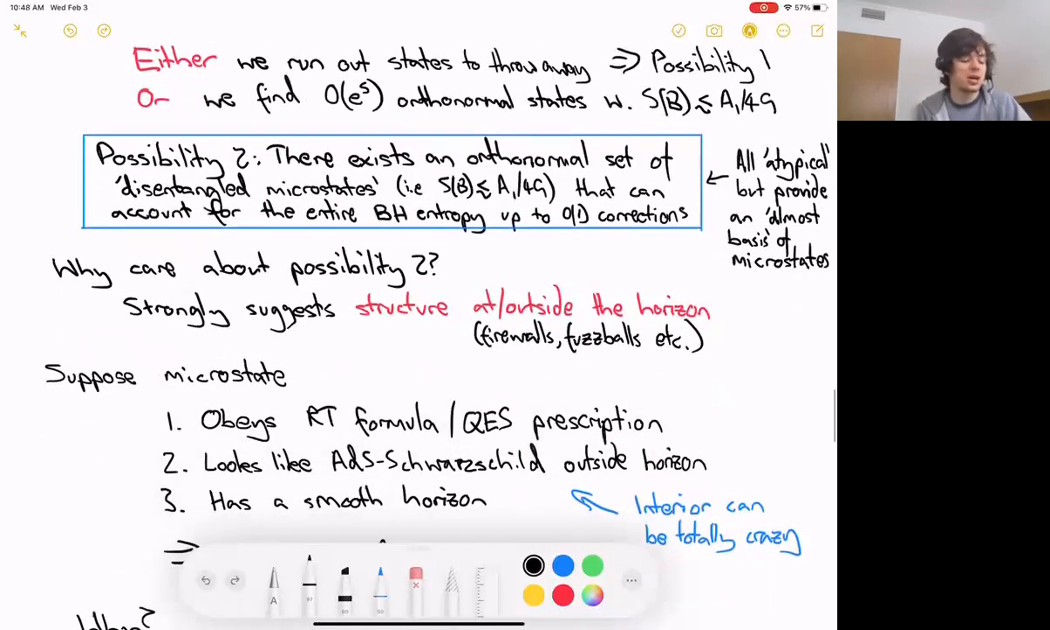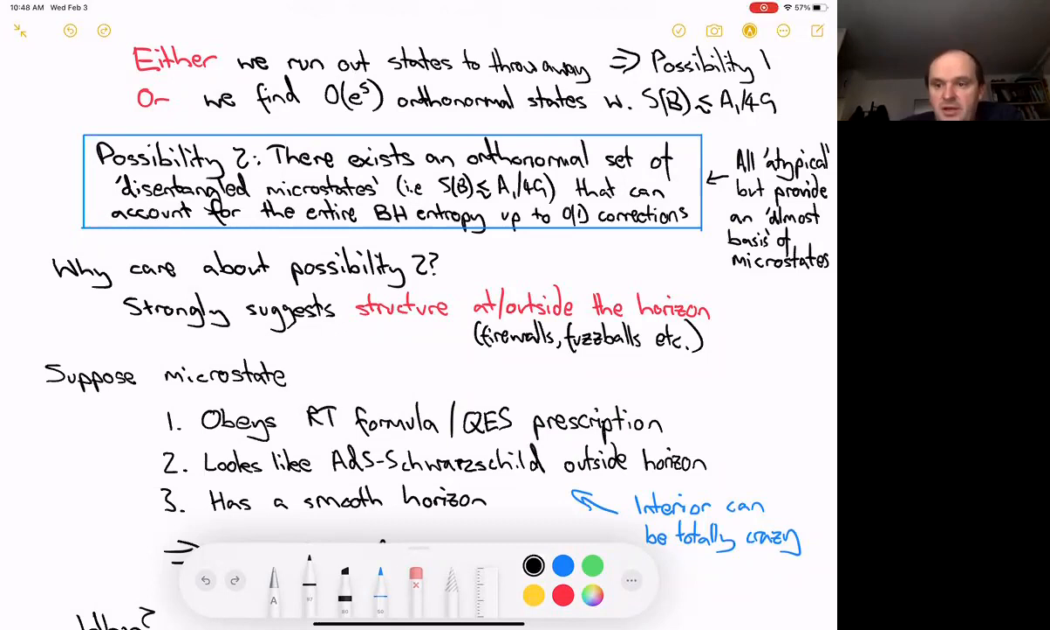So why should you care about this? What's interesting about it? Well, the answer is that it quite strongly suggests that these disentangled microstates should have some sort of structure, something happening at or outside their event horizon. And if these disentangled microstates are accounting for the entire Bekenstein-Hawking entropy, then you have a linear set of states with structure at the horizon that can basically explain the whole Bekenstein-Hawking entropy. That's obviously exactly what the proposal has been saying for 10 years.